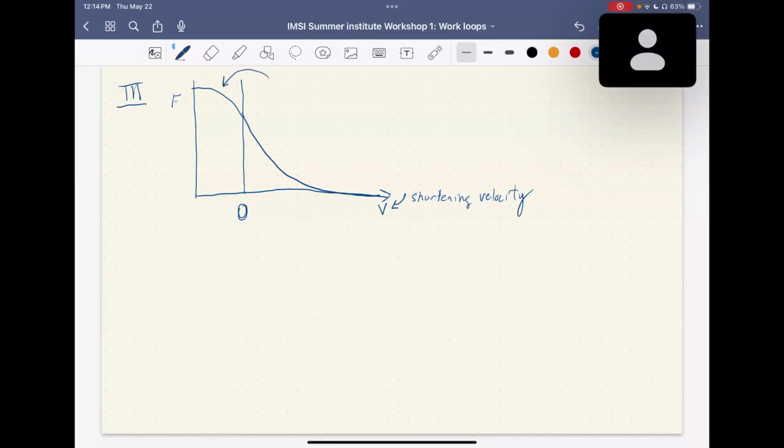So this area is called, this is a lengthening stretch. In muscle terms, we call that an eccentric motion. And here would be shortening or concentric.